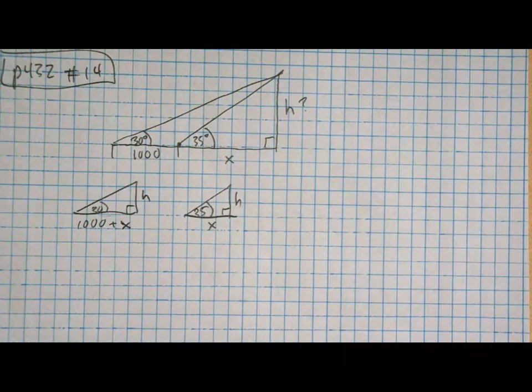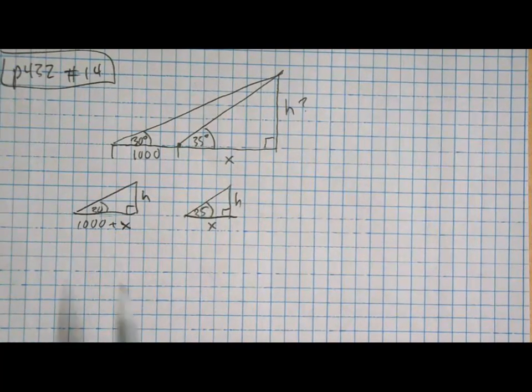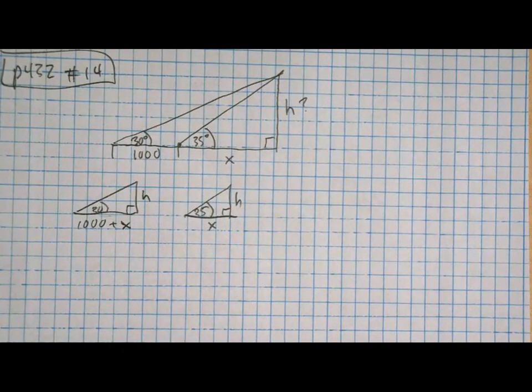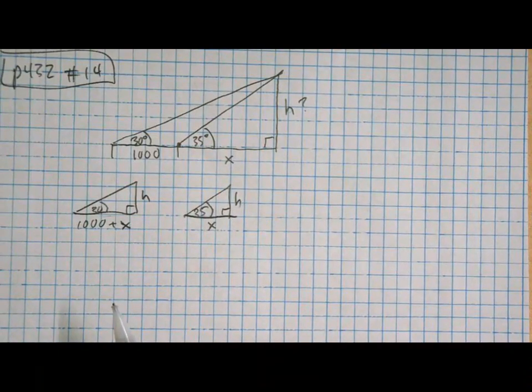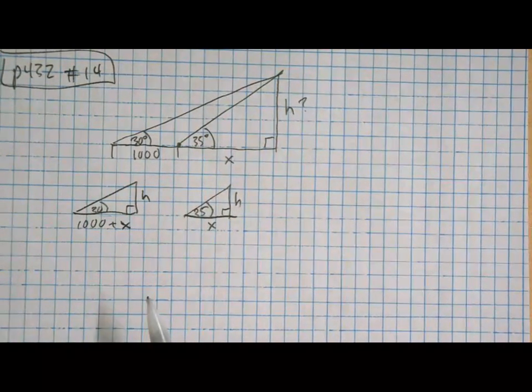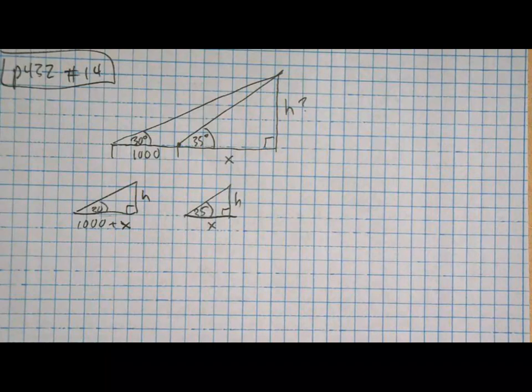So again, because I have done quite a few of these problems, I know my strategy is going to be to write an equation for both of these triangles. That'll be my first step. Then I'm going to try and manipulate those equations to get x by itself, and then I'll be able to substitute one equation into the other, and that'll allow me to solve for h. So let's write an equation for this triangle.